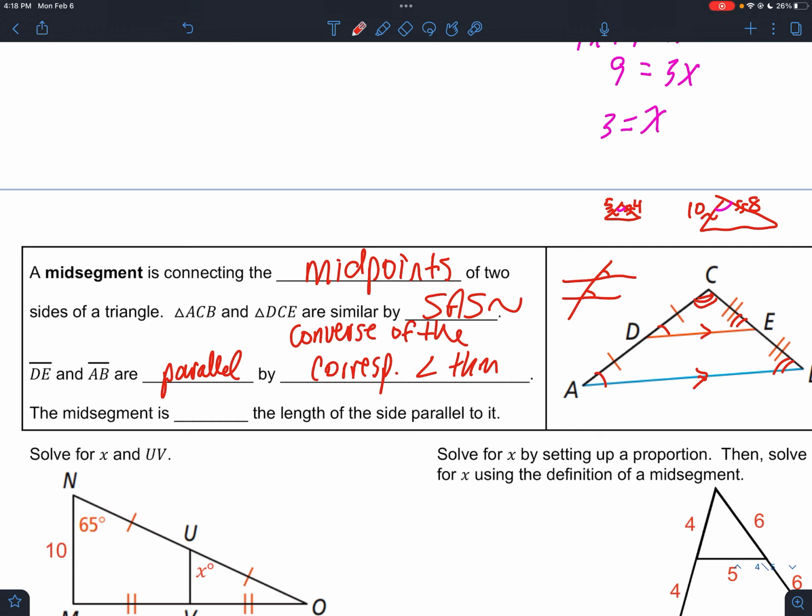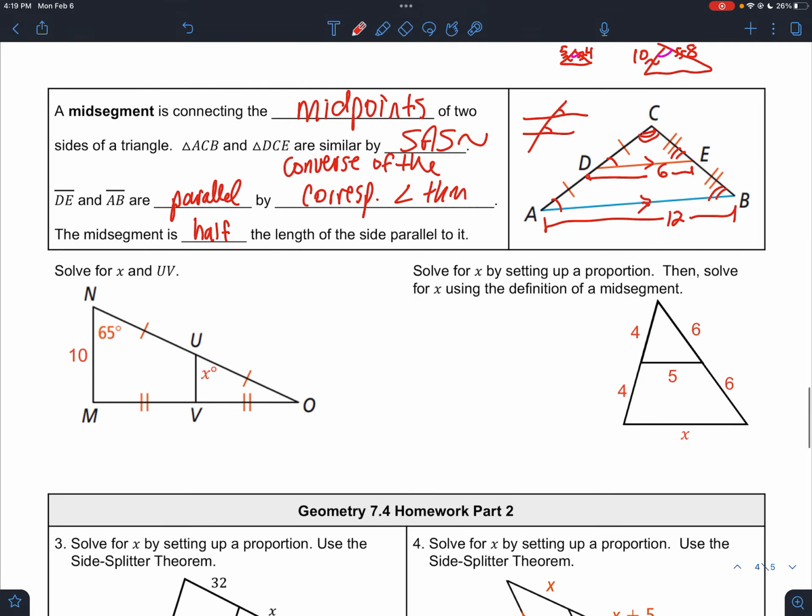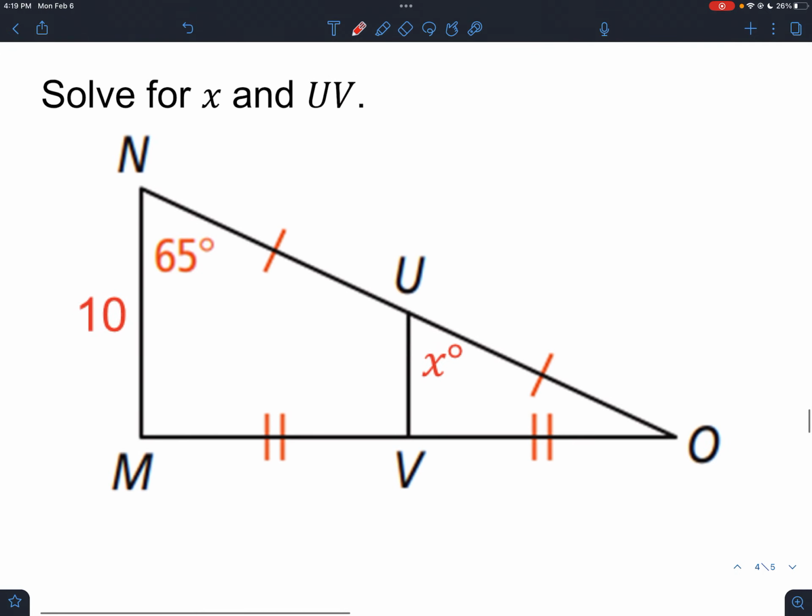And the real takeaway, midsegment, mid normally means half. So the midsegment is half the length of the side parallel to it. So if this was, let's say, 6, then AD is 12. The midsegment is half the length of the parallel side. Cool. So how can we use this?